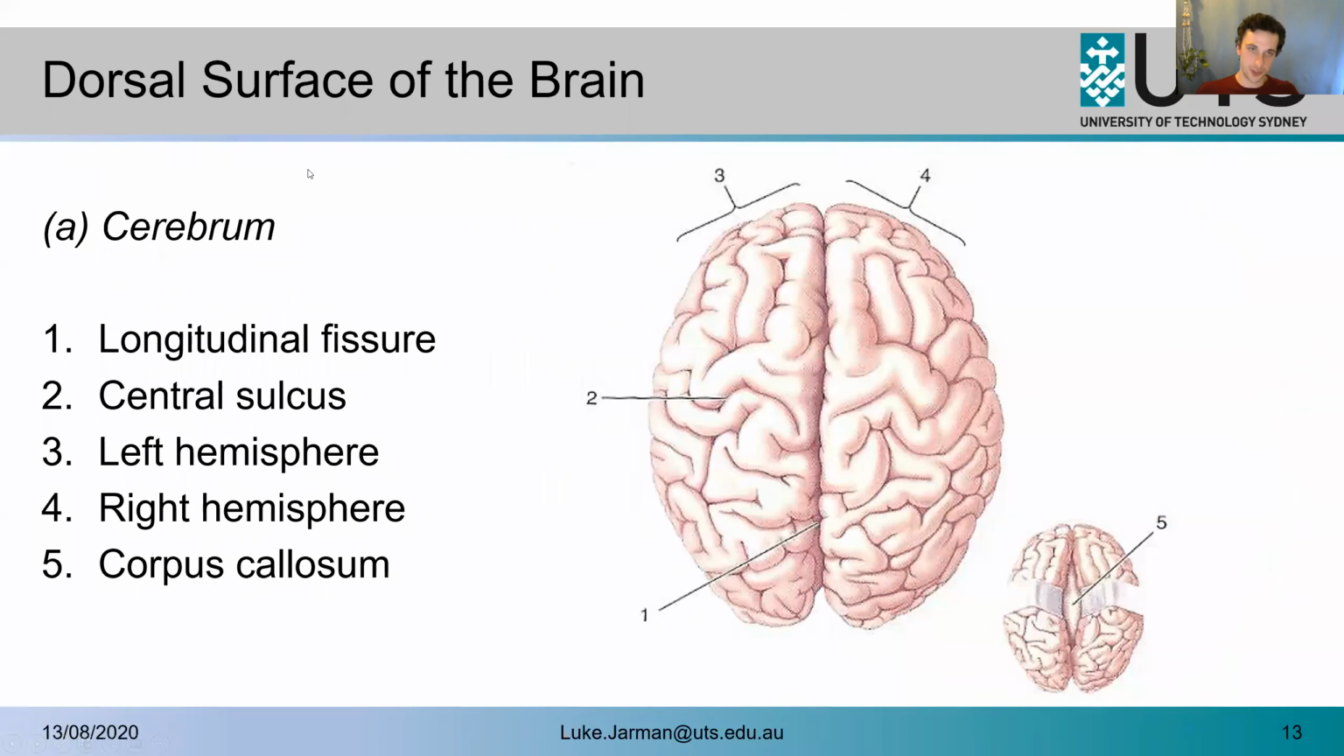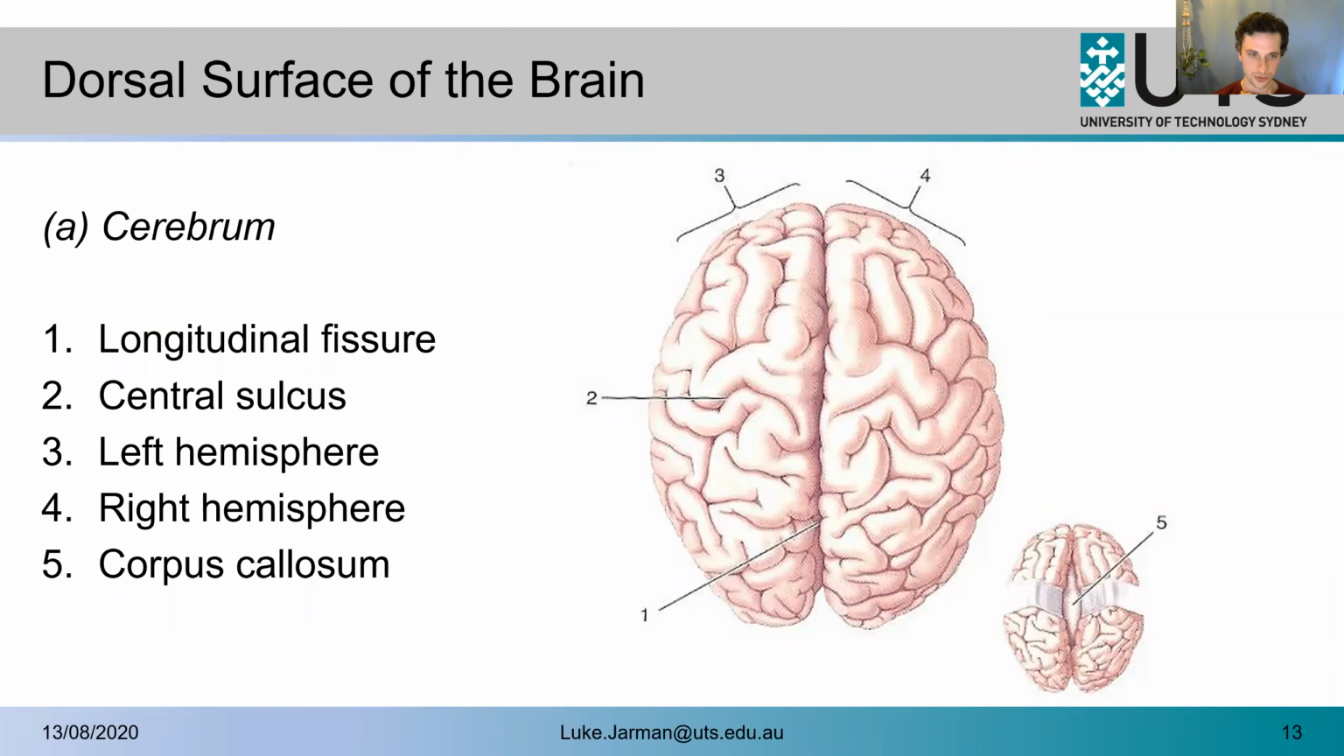Now looking at the dorsal surface of the brain. Dorsal is like a dorsal fin. If you're on a dolphin, a dorsal fin is the one on the back. So looking at the top of the head, you have your longitudinal fissure. Again, a fissure is just a really big sulcus, and it is the biggest fissure that you have in the brain. It separates your left hemisphere from your right hemisphere.